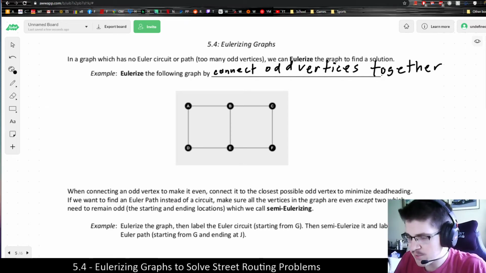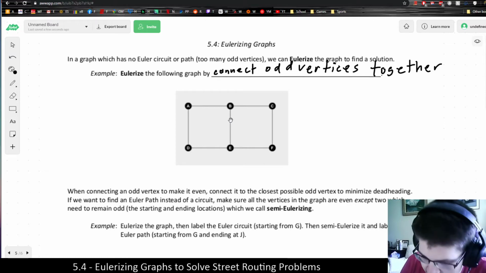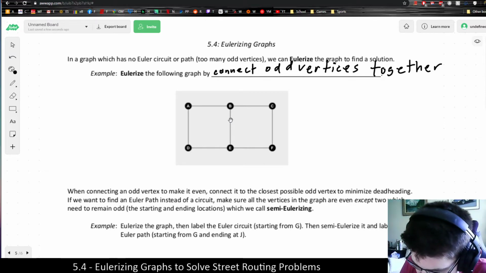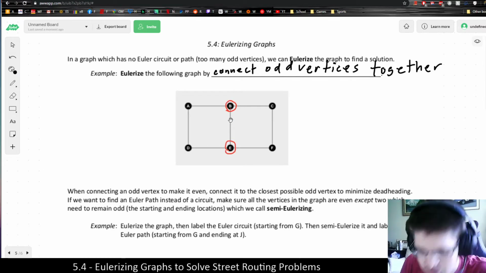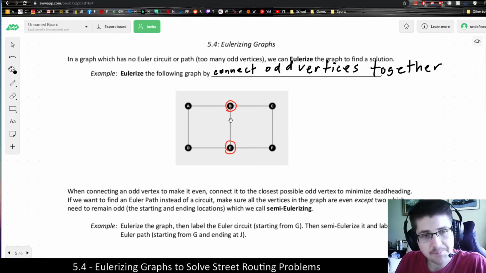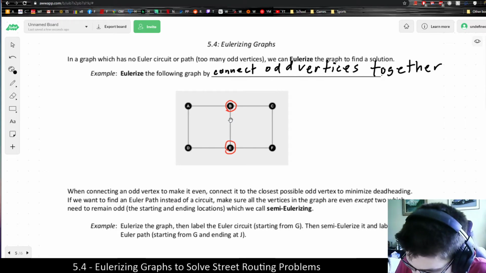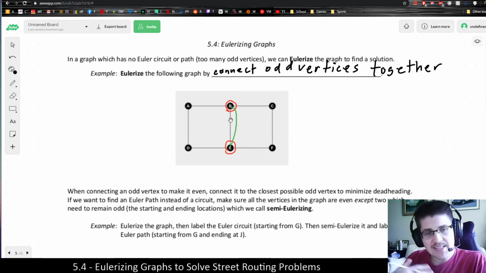Because when we're looking at a graph, this is a problem we encounter with a lot of street routing problems: this graph has some odd vertices. If I want to find an Euler circuit, I cannot, because there are too many odds. Looking at this one, it has two odd vertices, here and here, so an Euler circuit would not exist. But if we add an additional edge between those two odds, that would Eulerize the graph, because each of those two would change from degree 3 to degree 4. Now every vertex is even, so the graph has an Euler circuit.